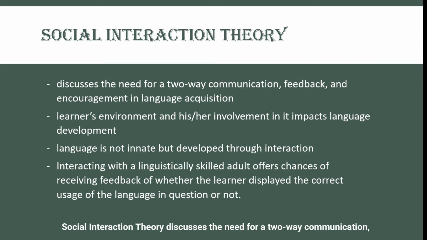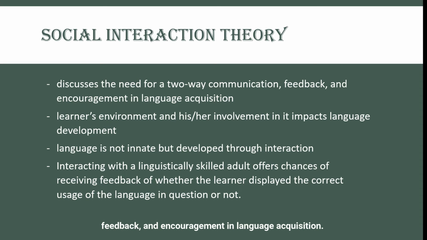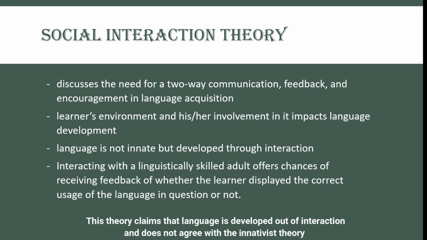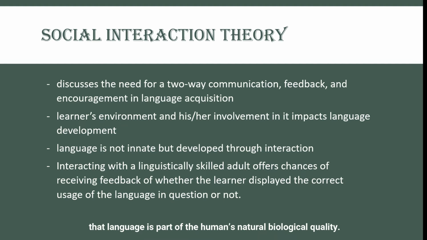Social interaction theory discusses the need for two-way communication, feedback, and encouragement in language acquisition. Language development is heavily dependent on the learner's environment and his or her involvement in it. This theory claims that language is developed out of interaction and does not agree with the nativist theory that language is a part of the human's natural biological quality.